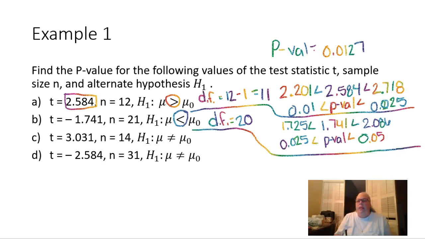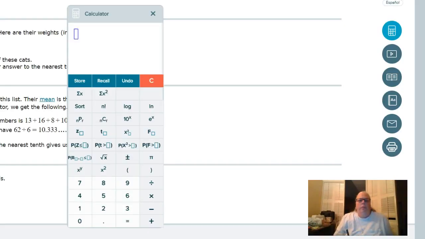Now, if we want to get the exact one, we can use the ALEKS calculator. All right, so we brought up the ALEKS calculator here. We're down here on line 5. We want the PT is greater than. And our test statistic was 1.741. And the degrees of freedom, we said, was going to be 20. And that gives us 0.0485.